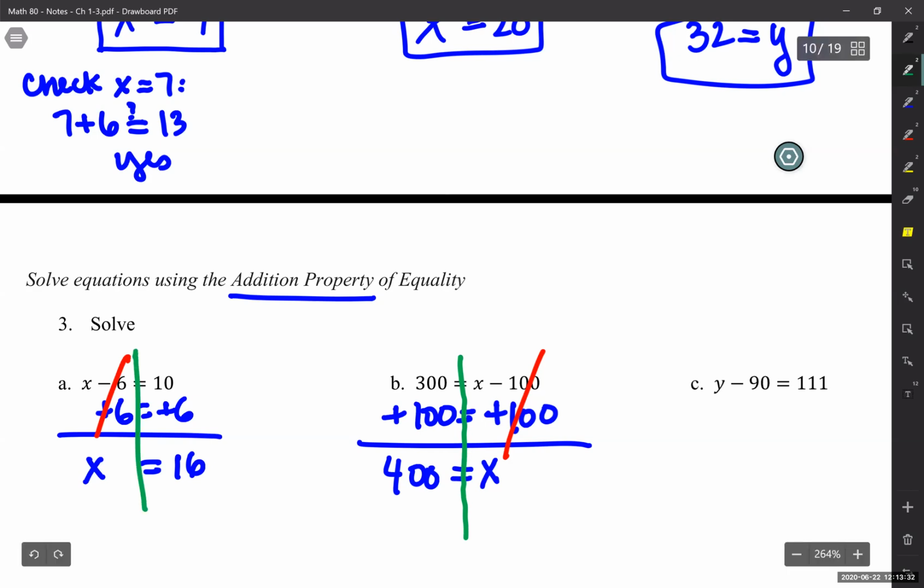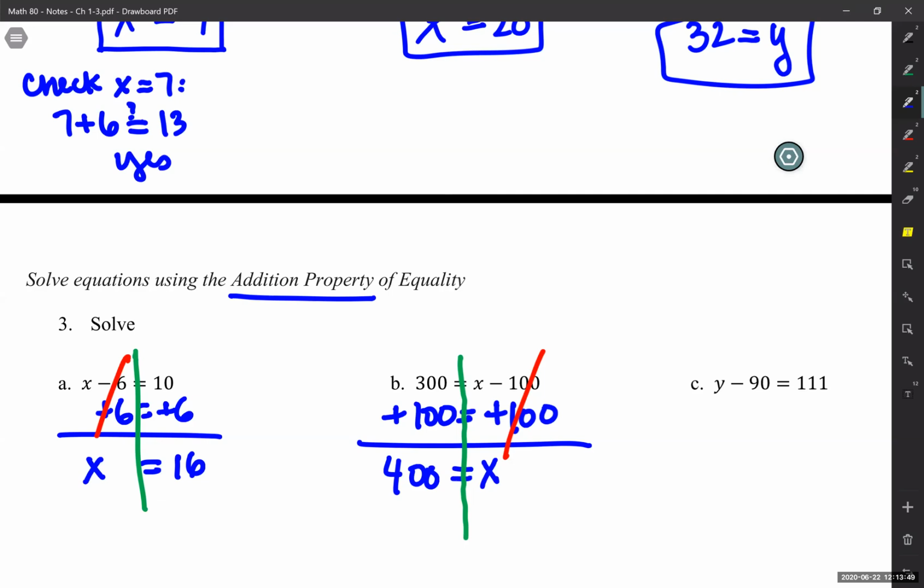I always have my equal signs lined up, and that's just to make sure I keep the right-hand stuff over there, and I keep the left-hand stuff on the left side, and I don't lose my equal sign, and I don't accidentally cross things that aren't ready to be crossed.